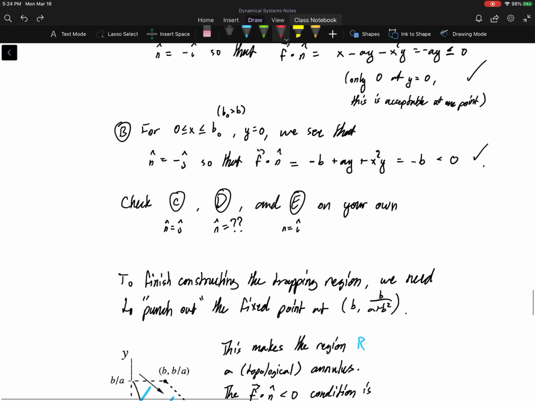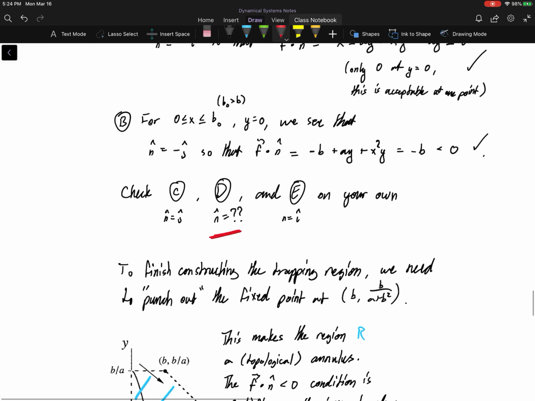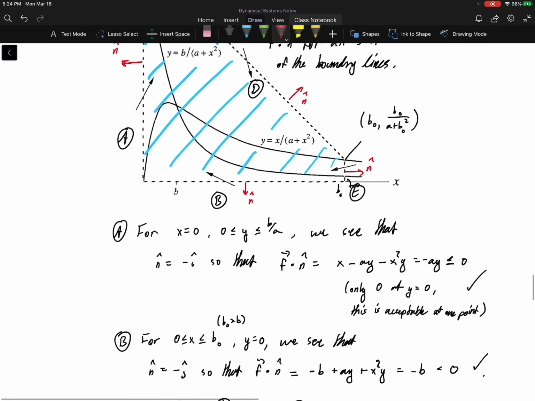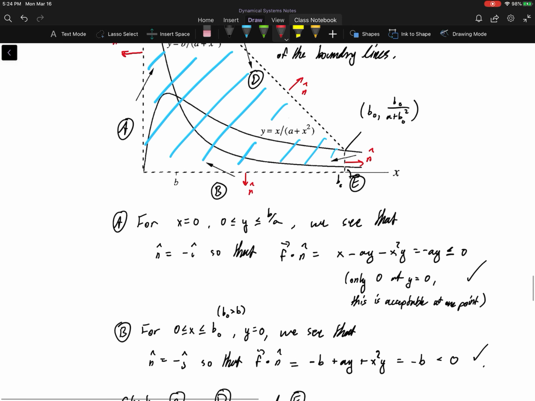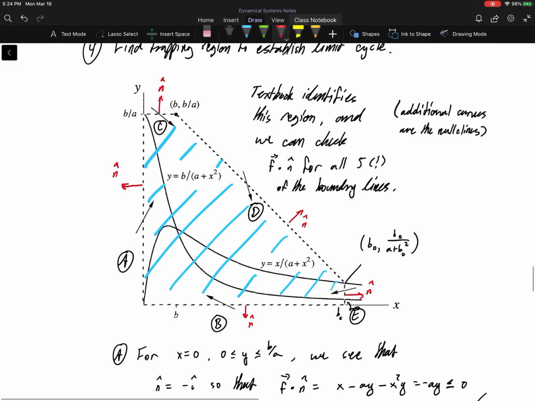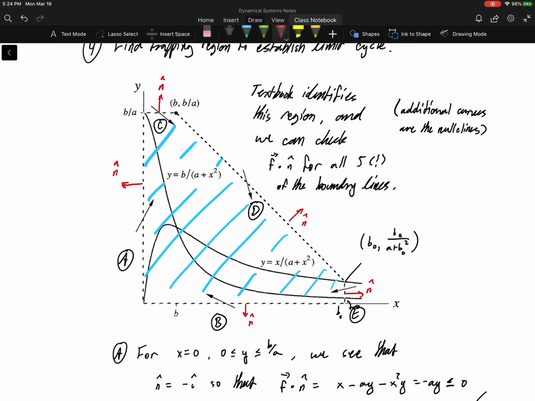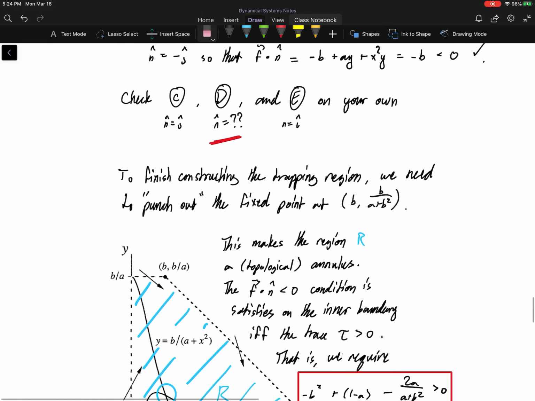I think the hardest part is figuring out what is the normal vector on this slanted region, right? C and E are easy enough to figure out. You've got j and i respectively. But what does it look like on the boundary here? This looks a little bit tricky, a little bit different. So I'll leave you to think about it. We can certainly discuss it in class if you'd like.